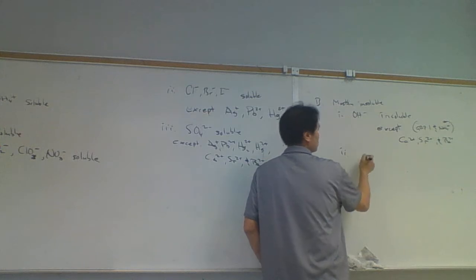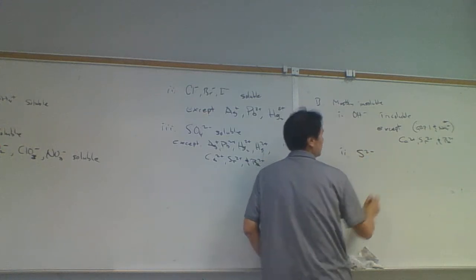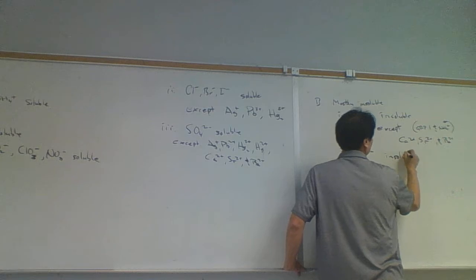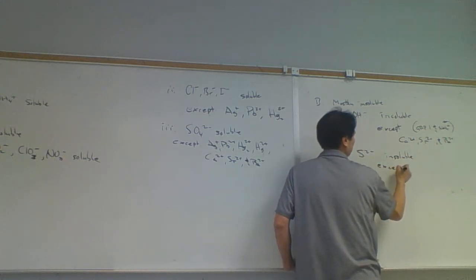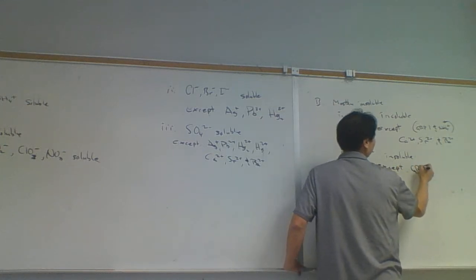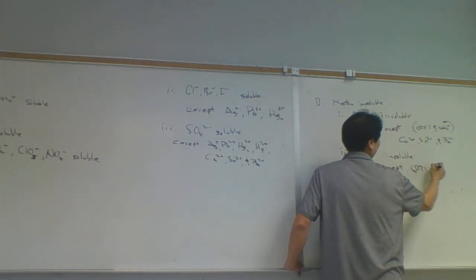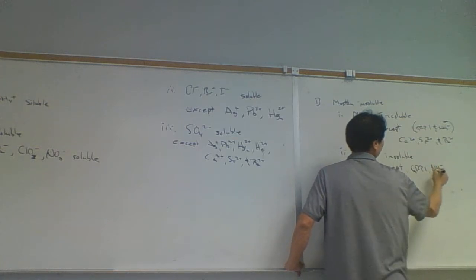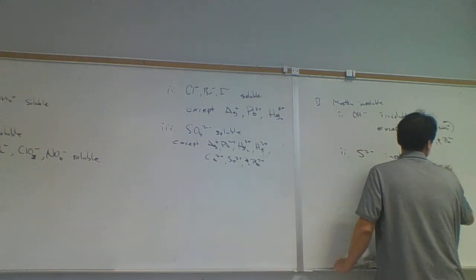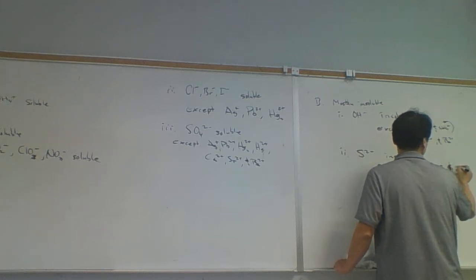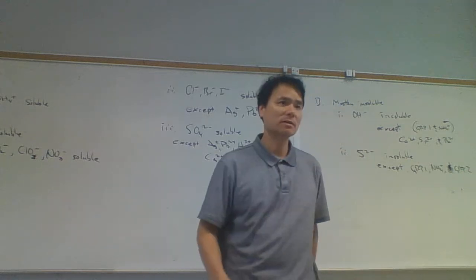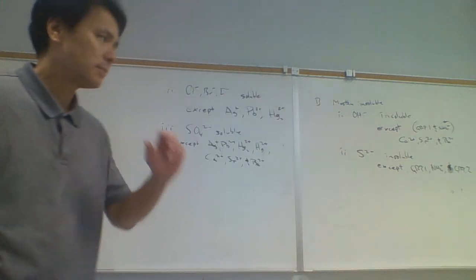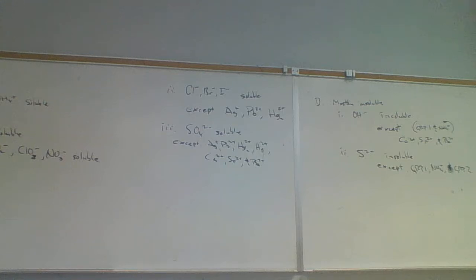Two, sulfides. Sulfides are insoluble except this one, group 1, ammonium, and group 2. Group 2: magnesium, calcium, strontium, barium. Those are group 2. Those are soluble.